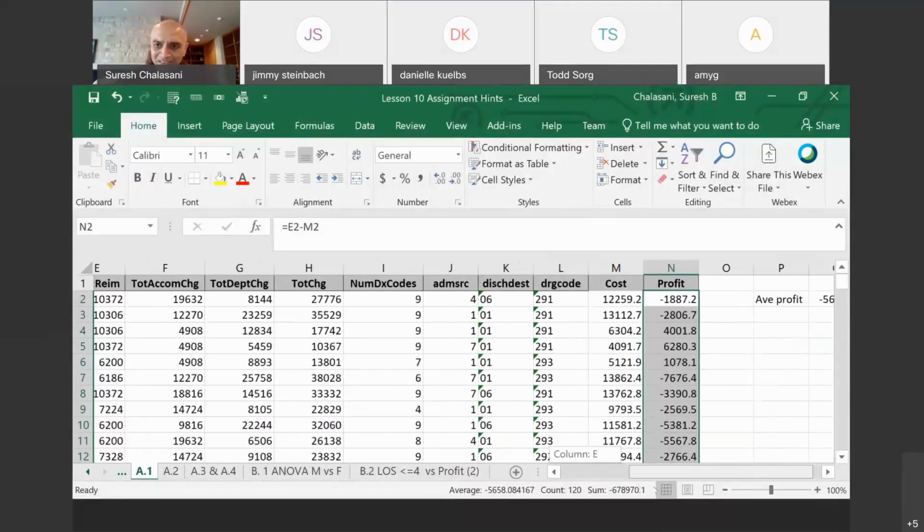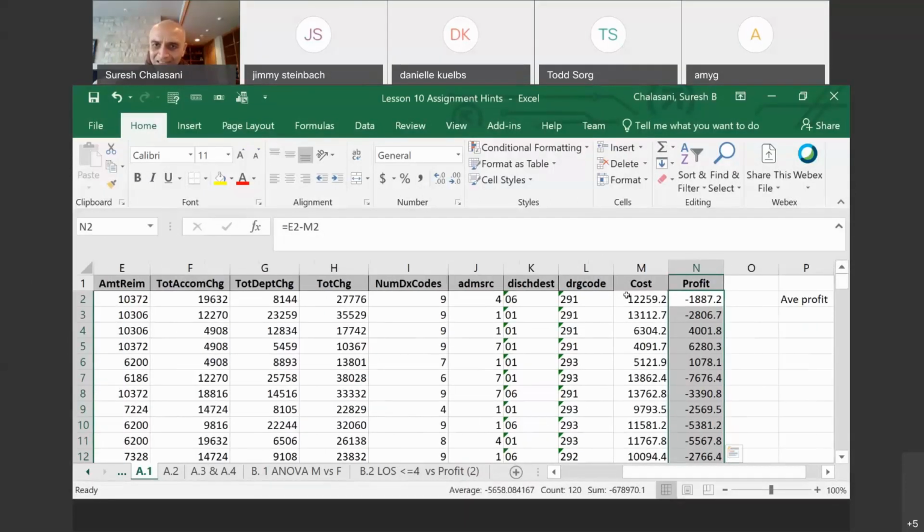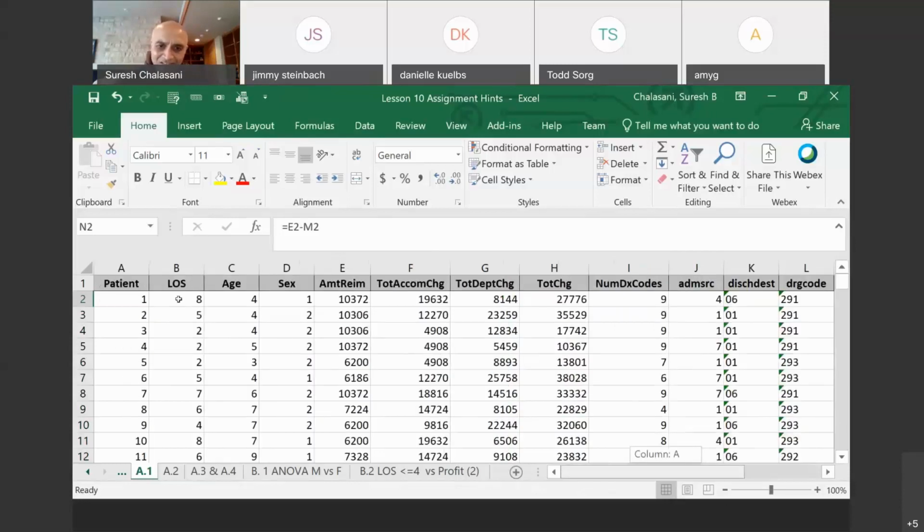Some of the quick things that I have done here is computing the cost, and the cost formula is based on F2 times 0.5 plus G2 times 0.3. And the profit formula, E2 minus M2 in this case. E2 is AMT reimbursed and M2 is the cost. So these are the ones that we got here.